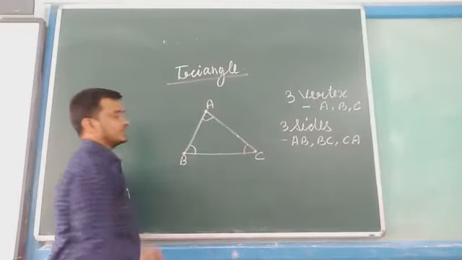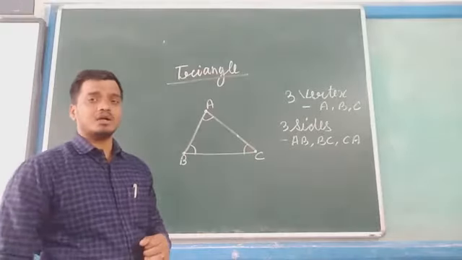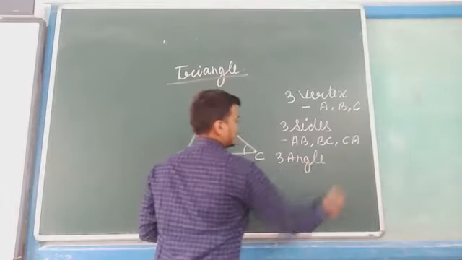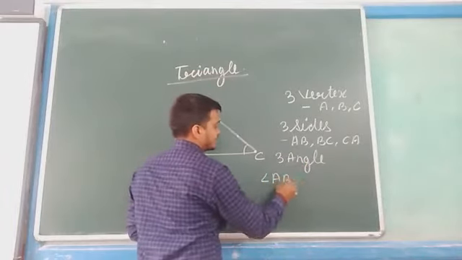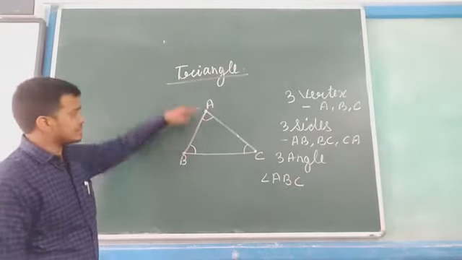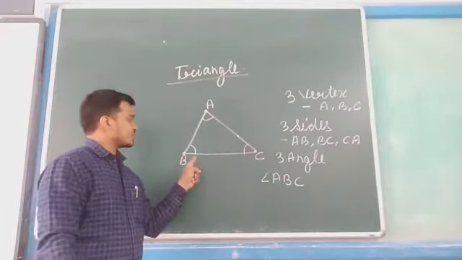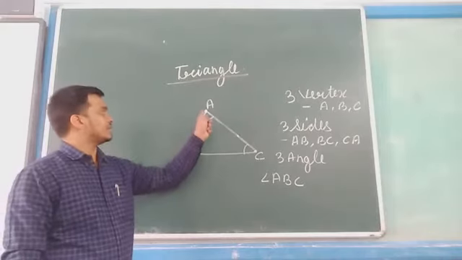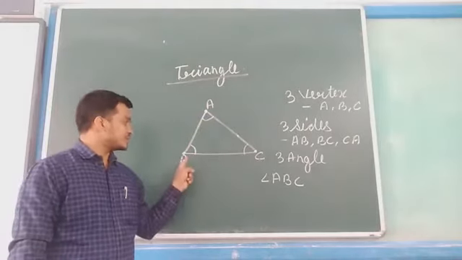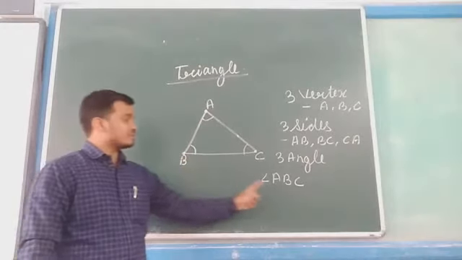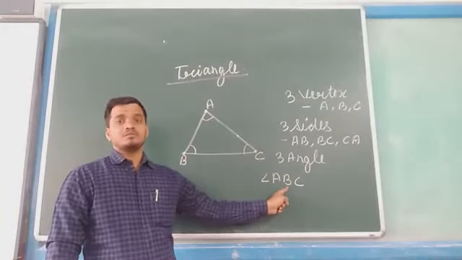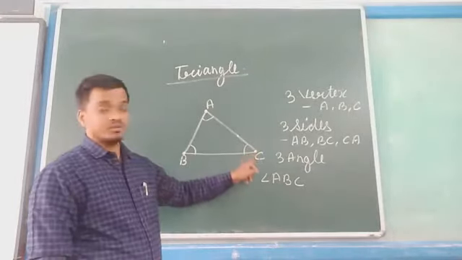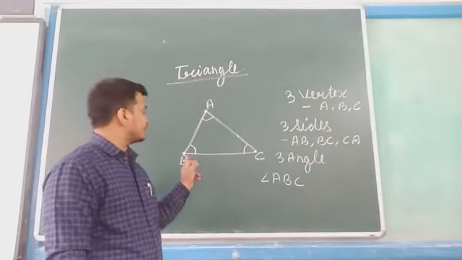In the same way, there are three angles also. These angles are known as the angles of the triangle. The three angles are angle ABC. Angle ABC means we are talking about angle B. If you write the angle name as angle ABC, its meaning is that you are talking about angle B. This middle letter shows for which point you are talking about the angle. In the same way, if you have to write angle C, you will write angle BCA.